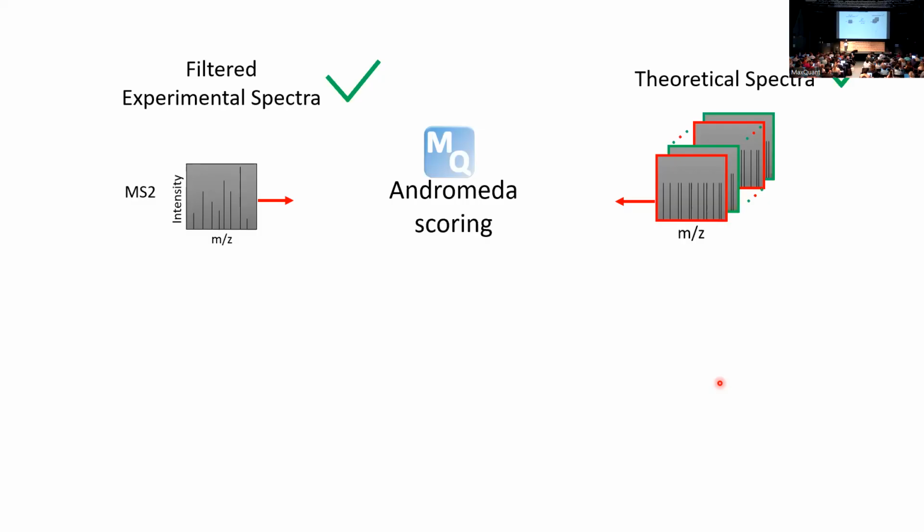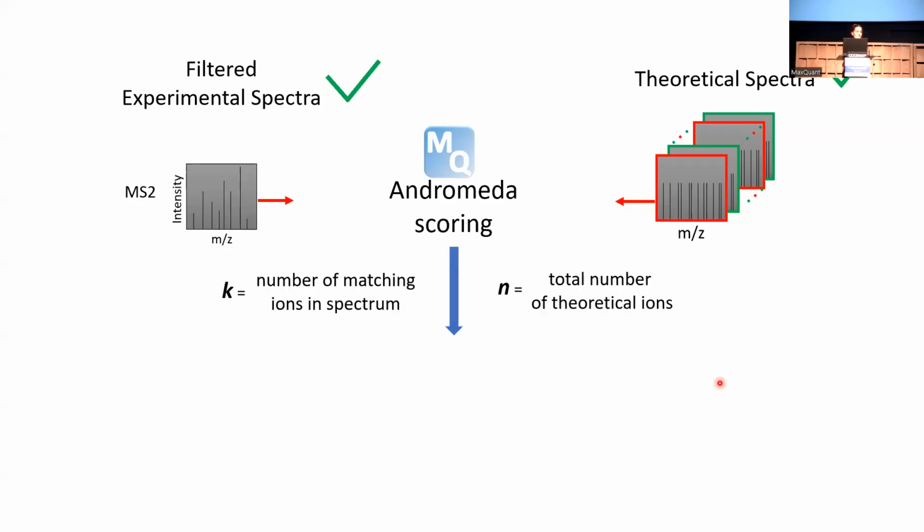We have the filtered experimental spectra that MaxQuant filtered for us, and we also have the theoretical spectra that MaxQuant created for us. Now we're going to compare the theoretical with the experimental. We are going to do the comparison by using the search engine scoring mechanism that we have in MaxQuant, which is called Andromeda. Let's see how this works.